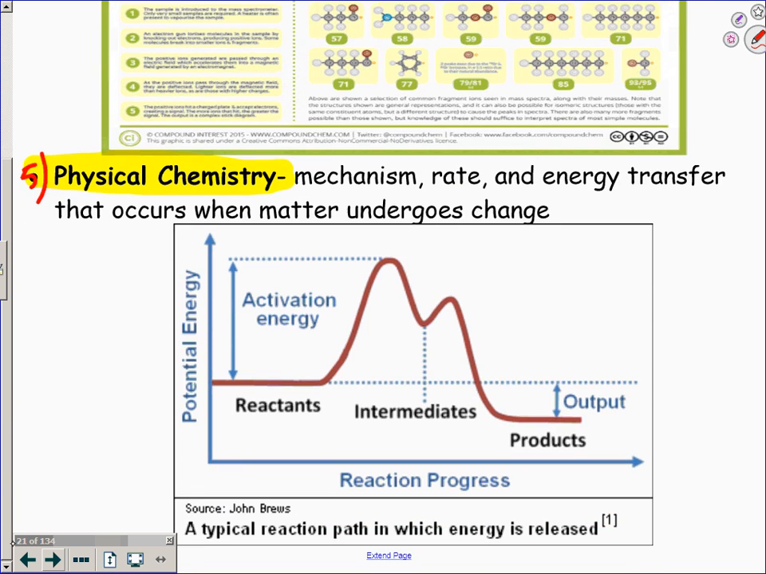Lastly, we've got physical chemistry. Physical chemistry is talking about the physical properties of every compound. Things like melting point, freezing point, boiling point.